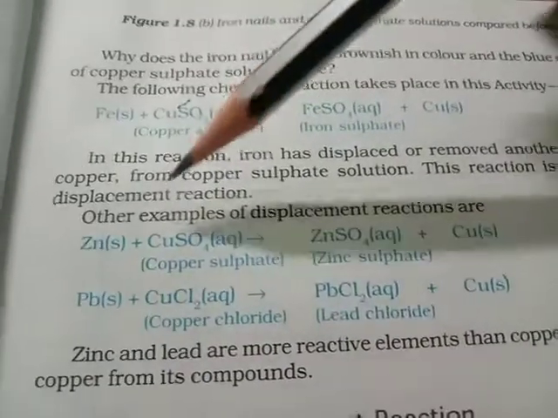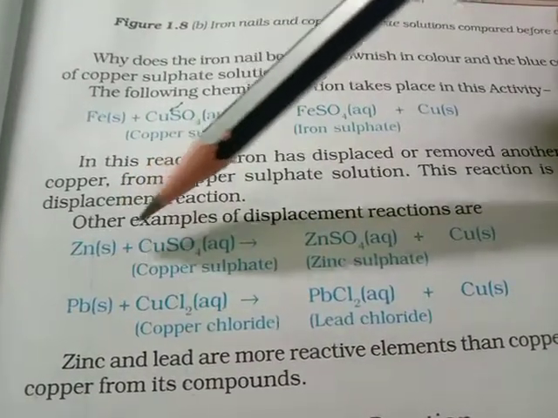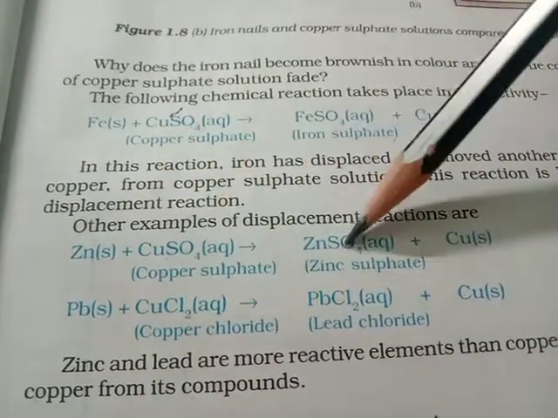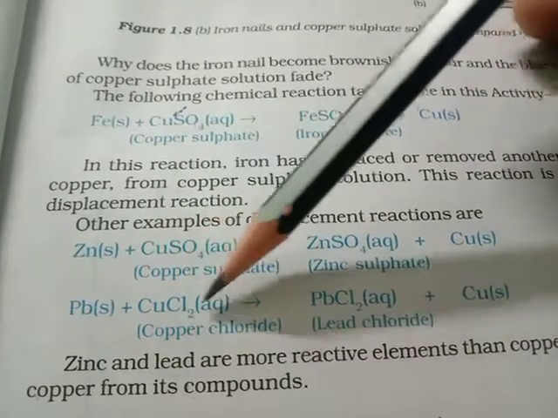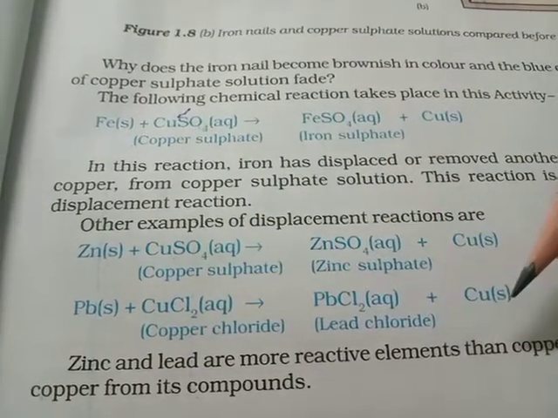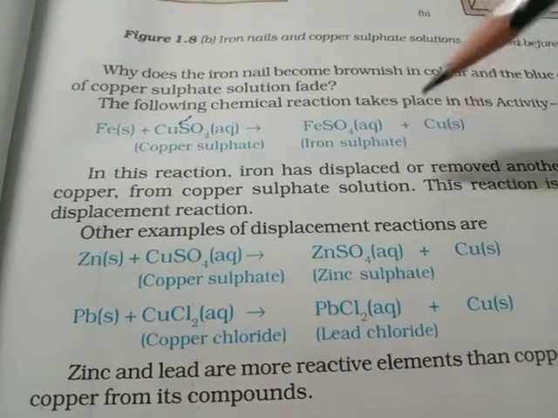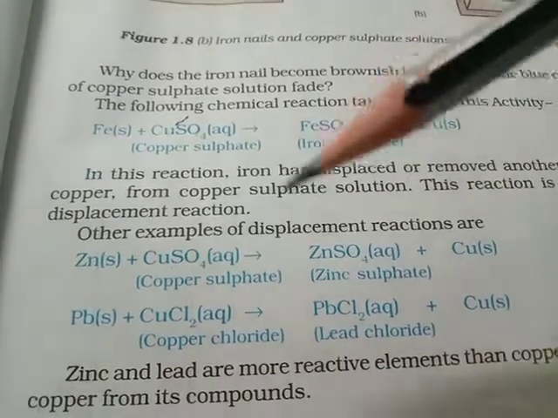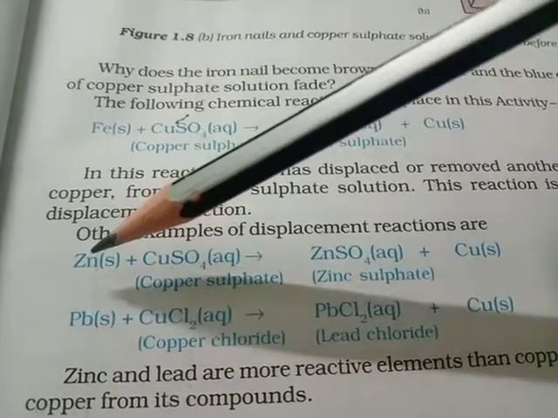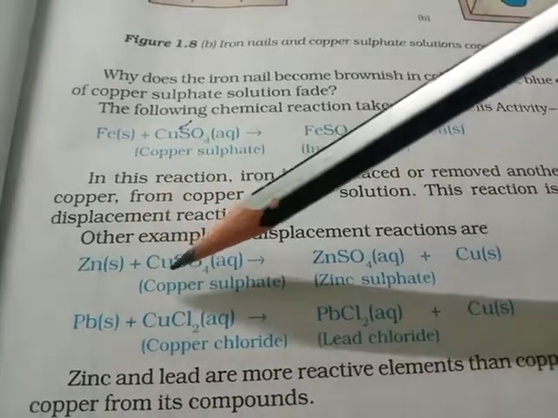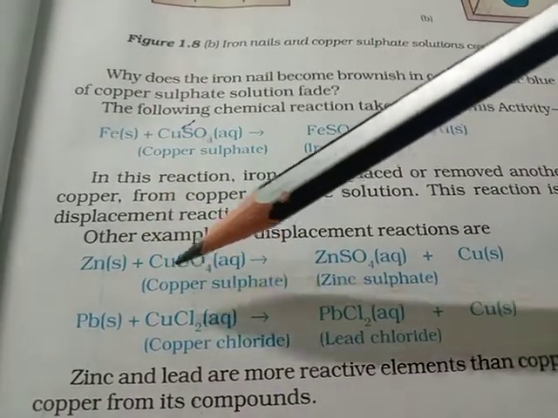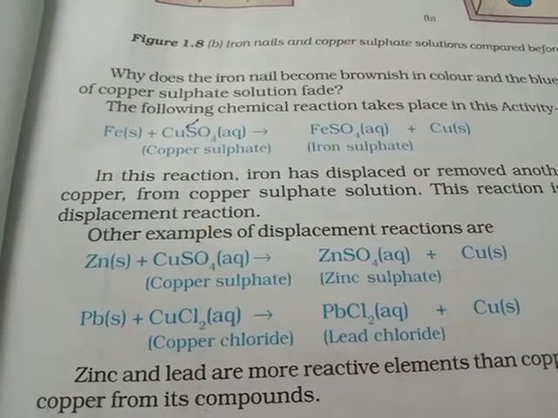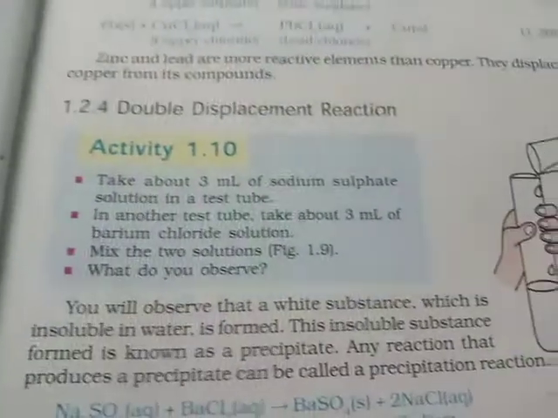There are other examples also, like zinc reacts with copper sulfate to produce zinc sulfate and copper. Lead reacts with copper chloride to form lead chloride and copper. It is enough to mention one example in the answer when you write it. The concept is always that only a more reactive element can displace a less reactive element from the solution of its salt. Now in a double displacement reaction, what happens?